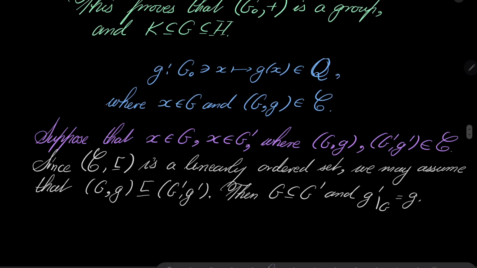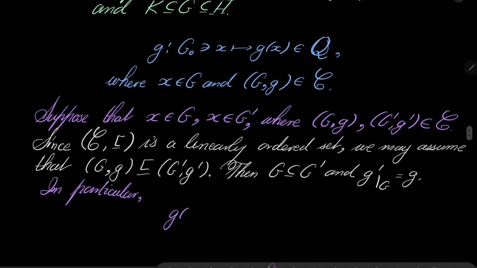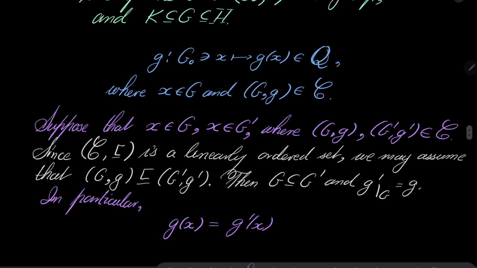Alright, but now let's remember that X is in G. In particular, G of X, since X is in both G and G prime, is the same as G prime of X, which proves that our function G0 is well defined. Alright, but is it a homomorphism?